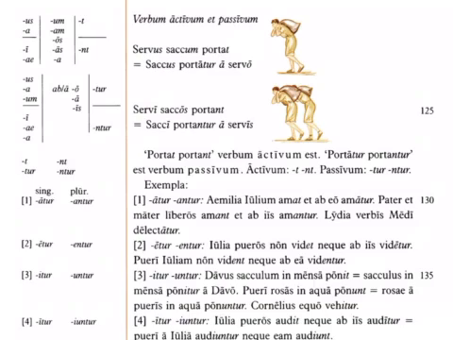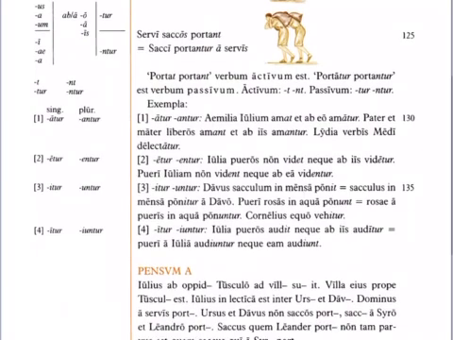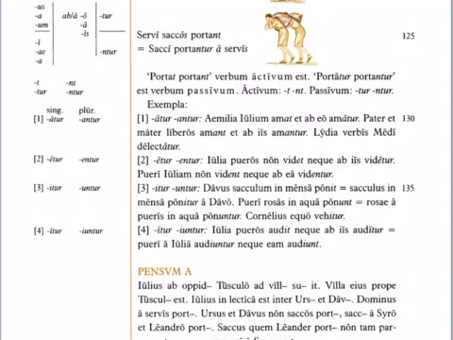Similarly, in their second set of examples there, the servi subject turns into a servis, the prepositional phrase, by the slaves. Likewise, the accusative object of portant, which would be sacos, turns into the new subject, so it's a nominative plural, sacci. And then the verb changes from the active to the passive, so we end up with portantur, the sacks are carried by the slaves.